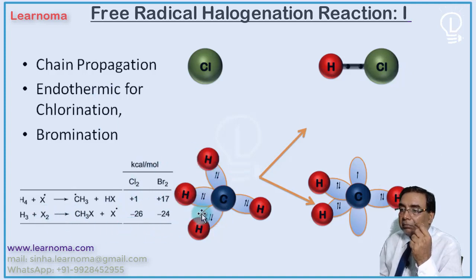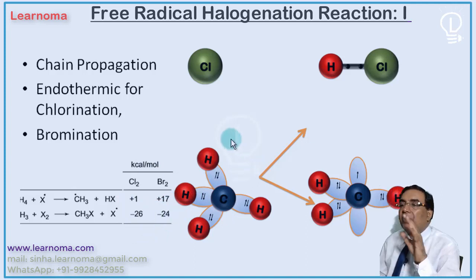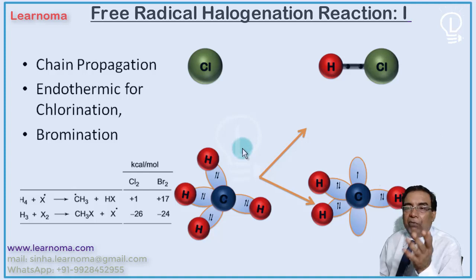In step number 1, we need plus 17, and in step number 2, 24 kilocalorie of energy is released. Okay, this is your step number 1. Step number 2, chain propagation reaction. Overall endothermic for chlorination as well as for bromination.